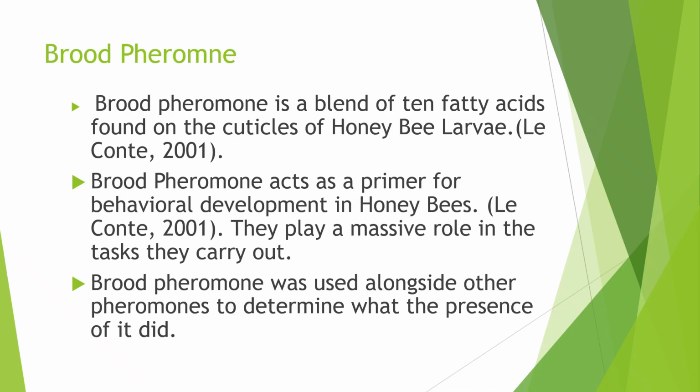So here's a little introduction to brood pheromone. Brood pheromone is a blend of 10 fatty acids. They're found on the cuticles of the honeybee larvae. Brood pheromone acts as a primer for behavioral development in honeybees. It plays a massive role in the task that the honeybees carry out. In many of these studies, brood pheromone was used alongside other pheromones to determine what the presence of it had.